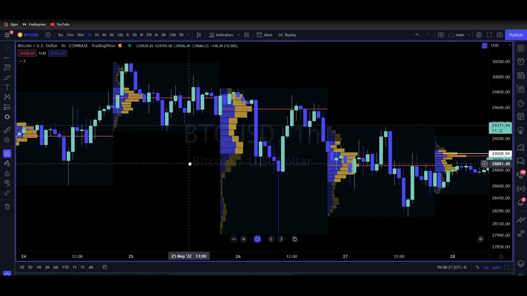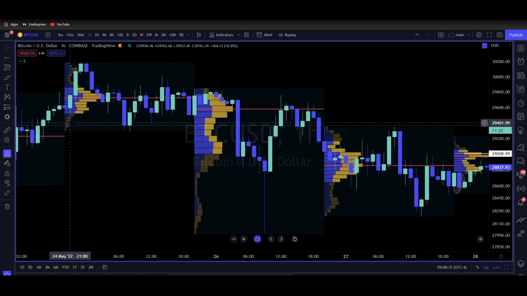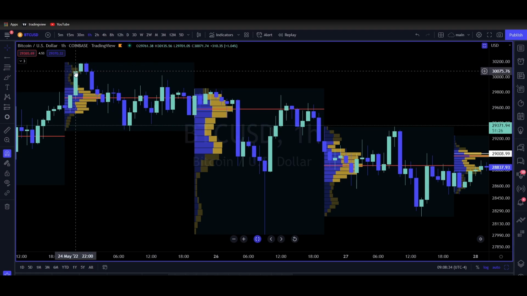The low volume nodes is an area on the histogram typically going to be outside of the value area.